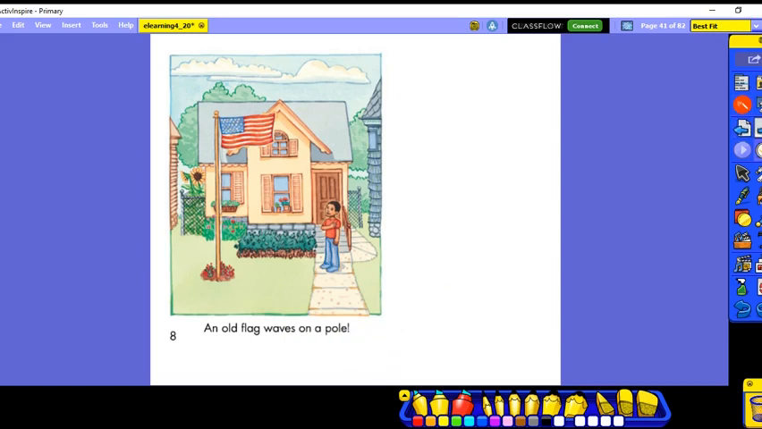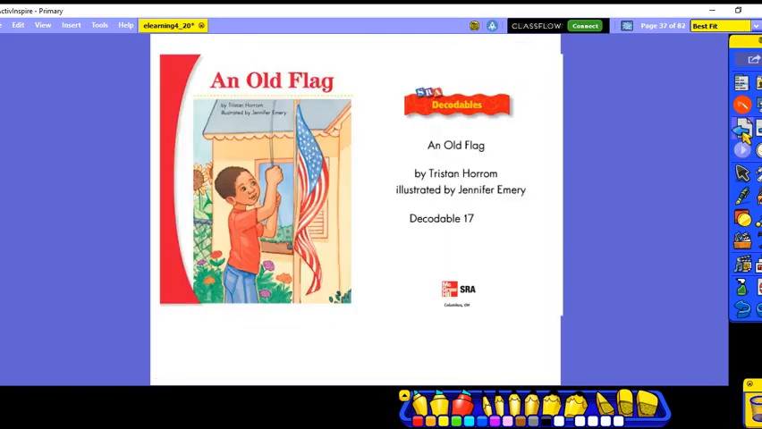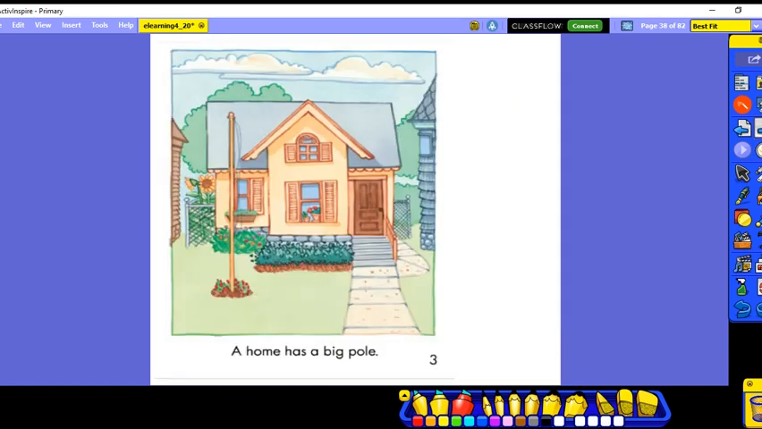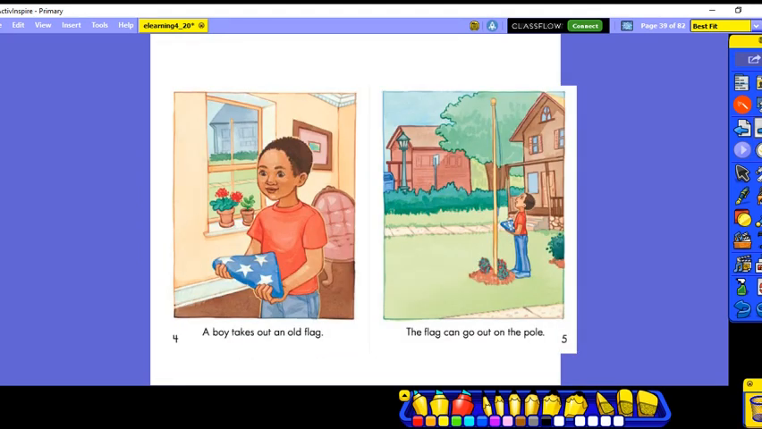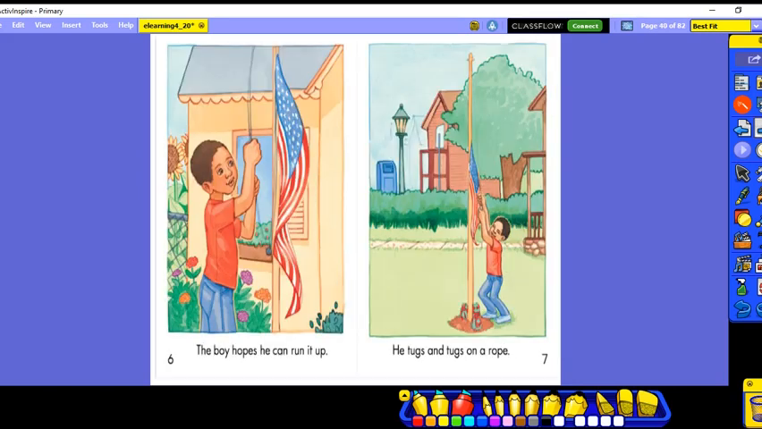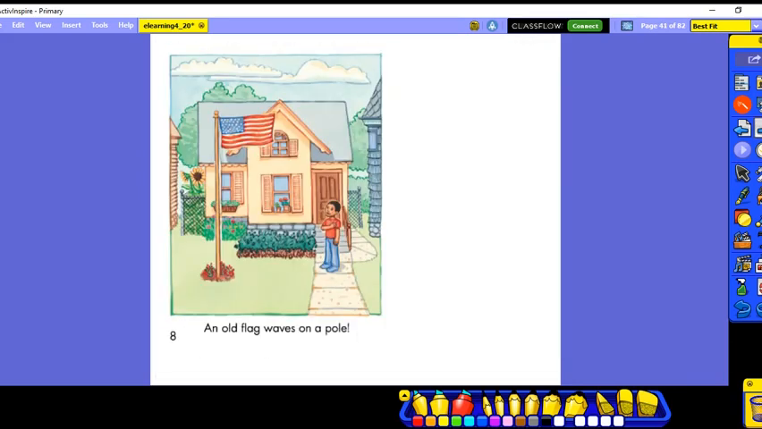So that's a pretty easy beginning, middle, and end in our story, right? So a little boy lives in a house that has a pole and he thinks, what can I do? What can I put on that pole? So he goes and finds an old flag and he now has a nice flagpole in his yard.